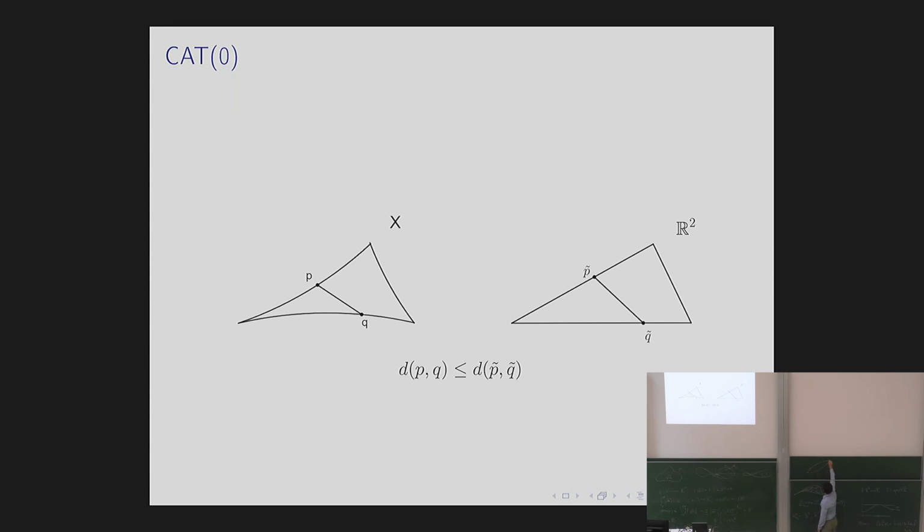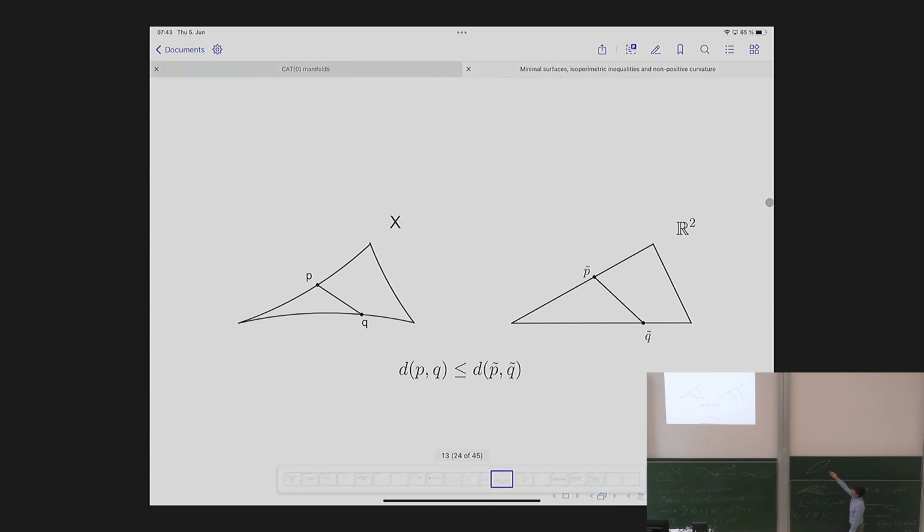Then I choose an additional point. Now I need to write down a comparison triangle in the plane. This comparison triangle looks like this, right? But now in my space, the triangle should be thinner than in the model space, but already in the model space, it's infinitely thin, right? It's just a segment. So that means geodesics are unique.